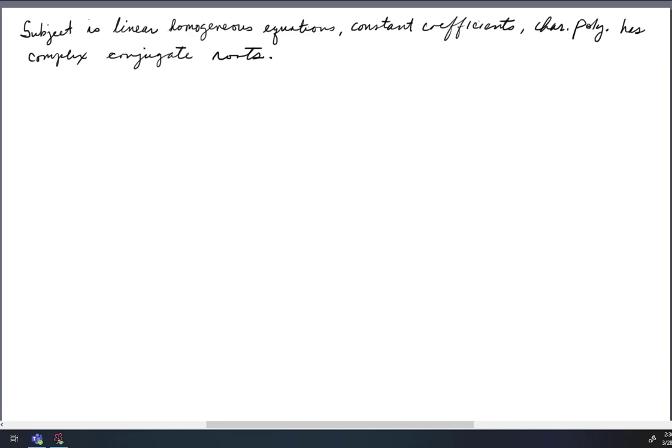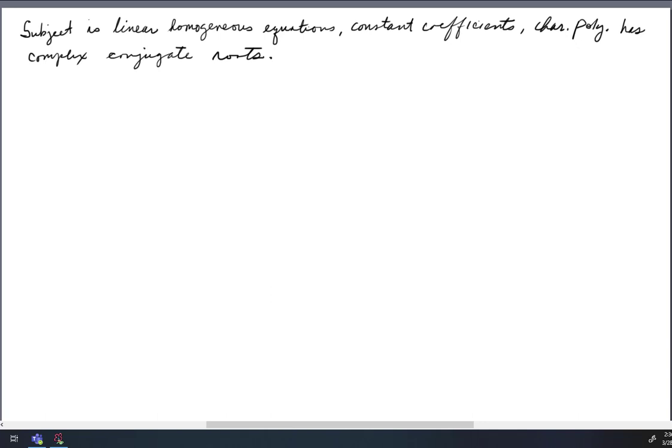Hello again. Today we want to talk about linear homogeneous equations with constant coefficients that have a characteristic polynomial with some complex conjugate roots. Now, last week I gave you an example of how to solve such a problem, but we didn't go into the theory behind exactly where that solution came from. So today I want to spend a little more time talking about theory here.